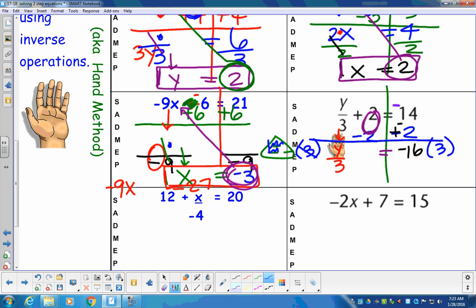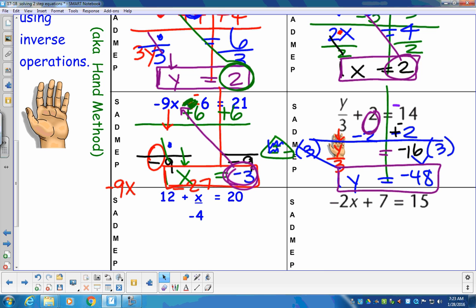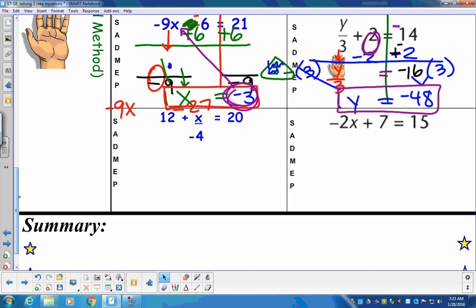3 and those 3's cancel. We end up with a 1, y on the left. And this is a triangle problem over here, which ends up being negative 48. Divide by 1, copy, paste. We end up with y equals negative 48. Substitution kicks in. We can plug it back in and see how we do.